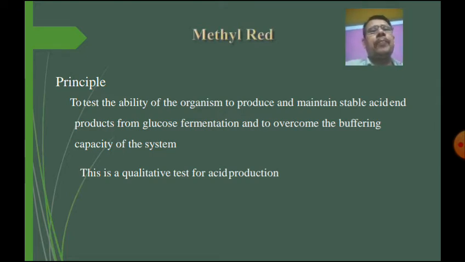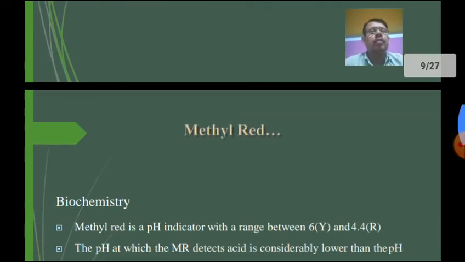Methyl red, the second most important test for identification of microorganisms. The test determines the ability of the microorganism to produce and maintain stable acid end products from glucose fermentation, overcoming the buffering capacity of the system, and it is a qualitative test for acid production by the fermentation process.